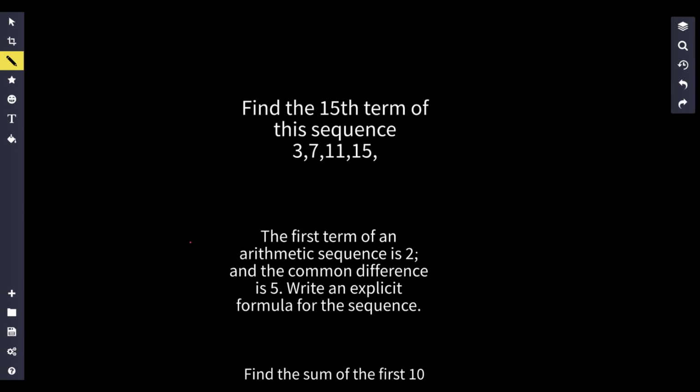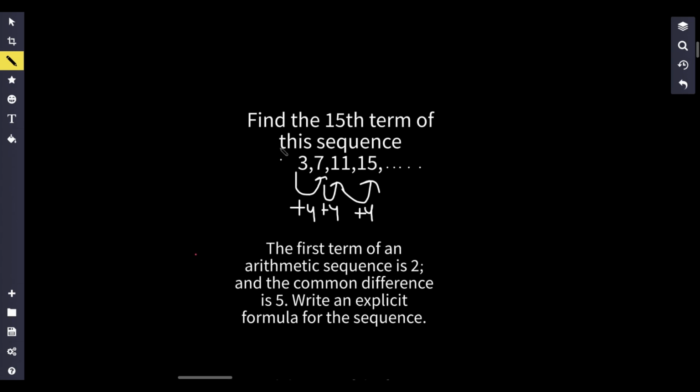Find the 15th term of this sequence. 3, 7, 11, 15. Notice how to get from one term to the next term, you have to add 4. So every term right over here, you have to constantly add 4. And let's say this sequence goes on forever. And let's say we're trying to find the 15th term of this sequence. So how can we do that?